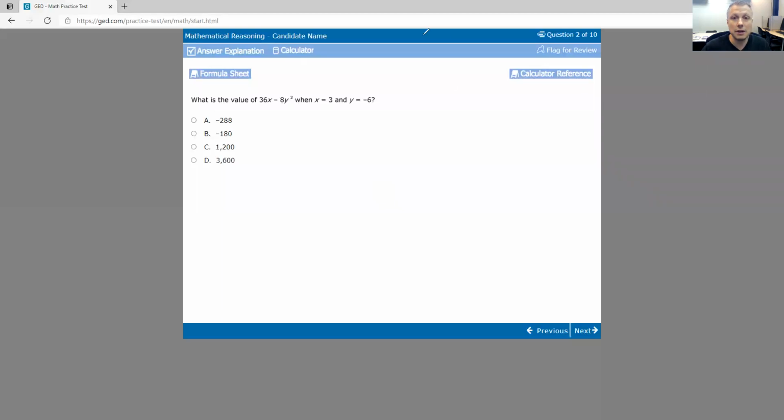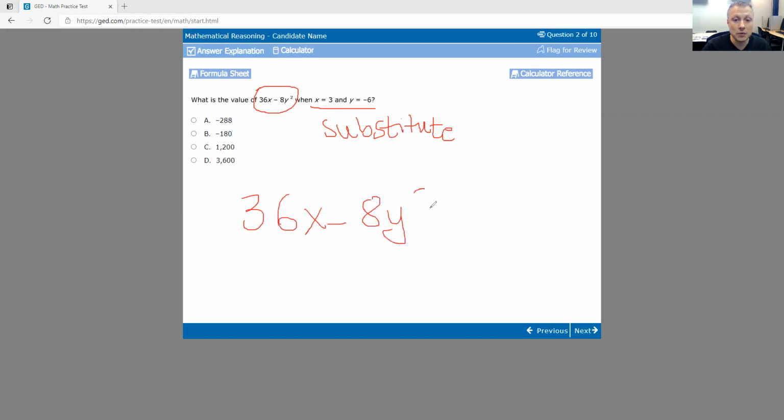Okay, next question. We have a question here about expressions that we've been talking about. There's our expression right here. And these are the values that we would like to substitute, as we said in the past couple of weeks here in our class. We always want to take the value of the unknown and then plug it in to the expression. So we have 36x minus 8y squared. We're going to leave the 36 as is. Instead of x, we're going to put a 3. And then instead of y, we're going to put a -6. And then that one has to get squared.